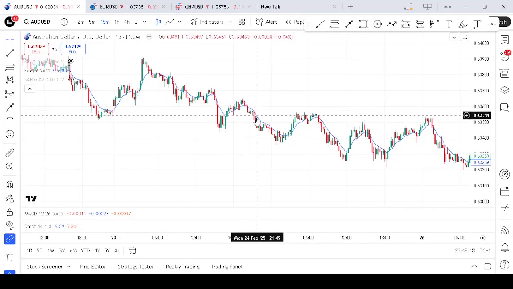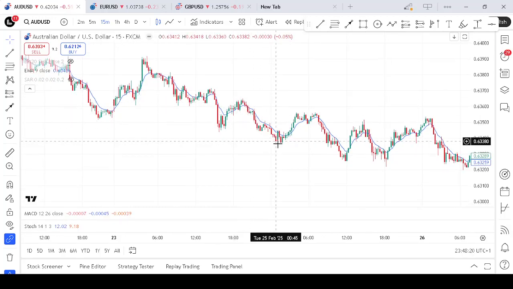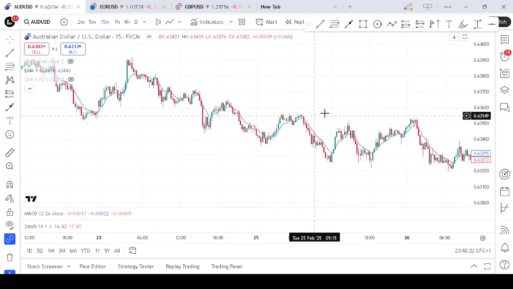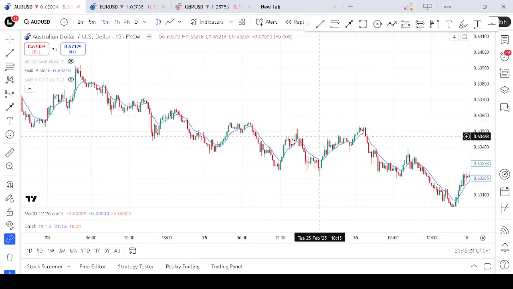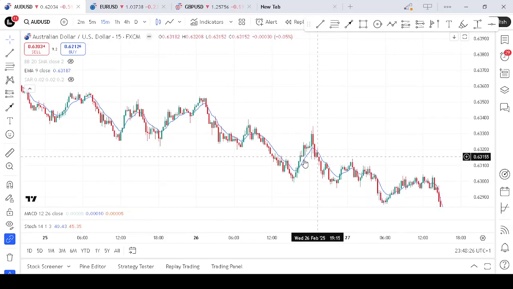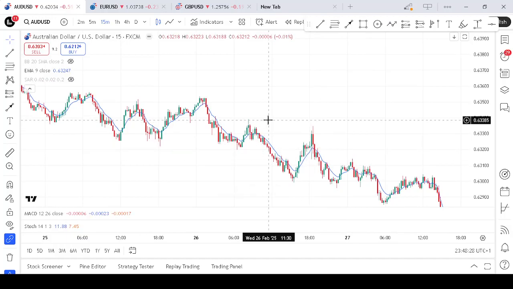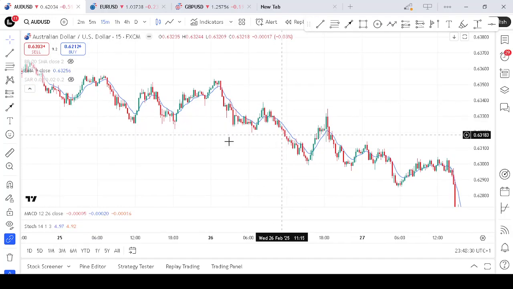So we watch out for when price trades below the EMA for potential selling opportunities, and when price trades above the EMA for potential scalping buy trades.